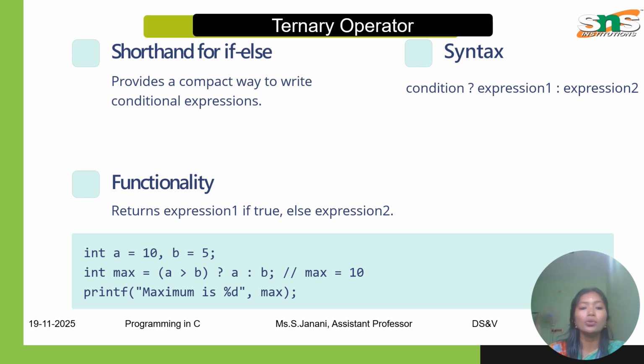So this is the ternary operator. It provides a compact way to write conditional expressions. Here a equals 10 and b equals 5, and we find the maximum: it checks the condition, is a greater than b? Yes, a is greater than b, so the condition is true. Since a is 10 and b is 5, the maximum is 10, because expression 1 is selected. If a were 15, the condition would still be true; if a were smaller than b, it would move on to expression 2.